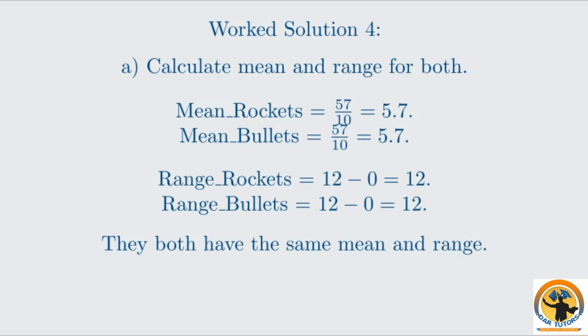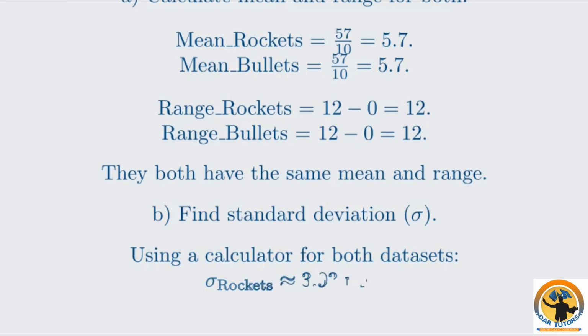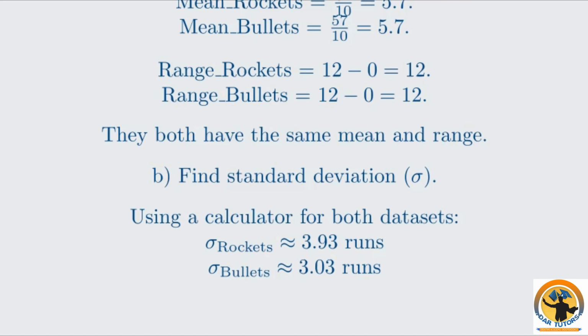So just looking at the mean and range gives us no way to differentiate the 2 teams. This is where standard deviation becomes crucial. Calculating the population standard deviation, we find that the Rockets have a standard deviation of about 3.9 runs, while the Bullets have a standard deviation of about 3.0 runs. The Rockets' standard deviation is higher. This means their scores are more spread out and less consistent than the Bullets.